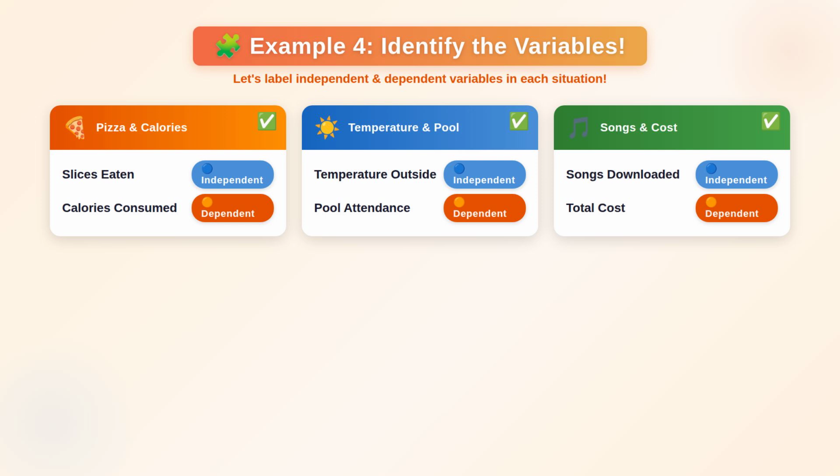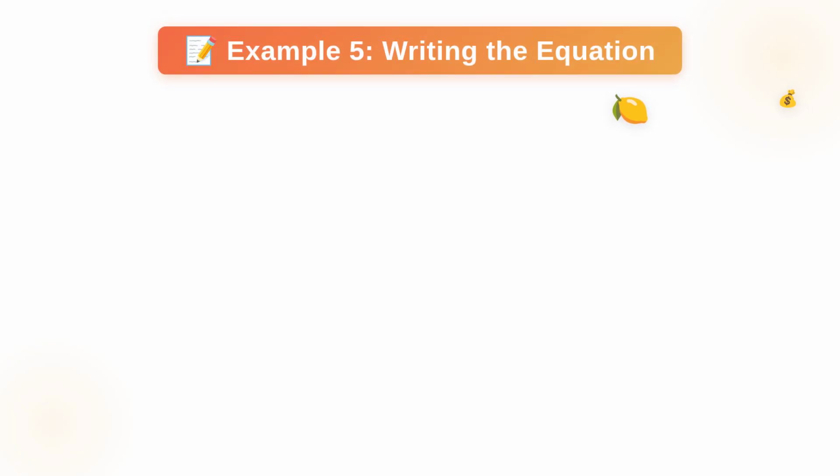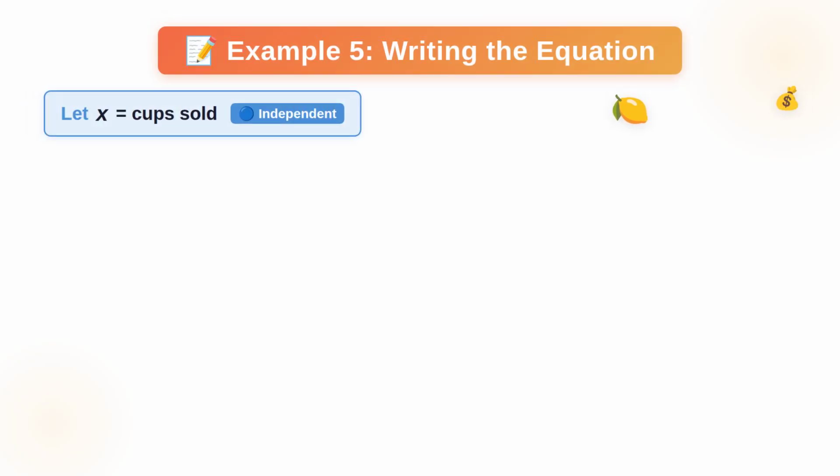Situation 2. The temperature outside and the number of people at the pool. Temperature is independent. It just happens. Pool attendance is dependent. It reacts to temperature. Situation 3. The number of songs downloaded and the total cost. Songs downloaded is independent. Total cost is dependent. Maya nailed all 3, and so did you.